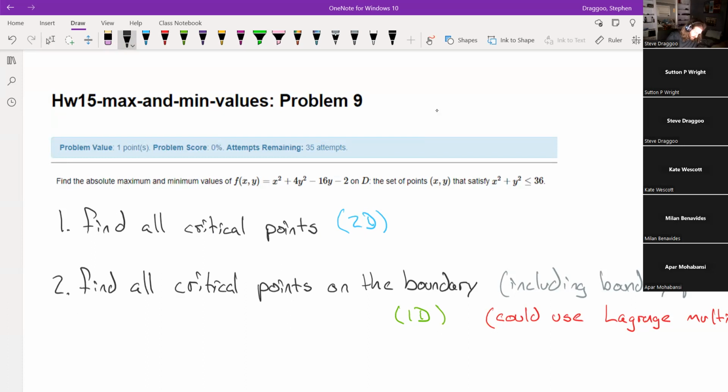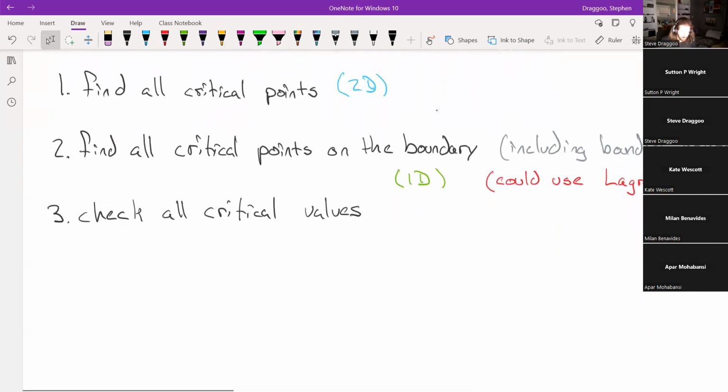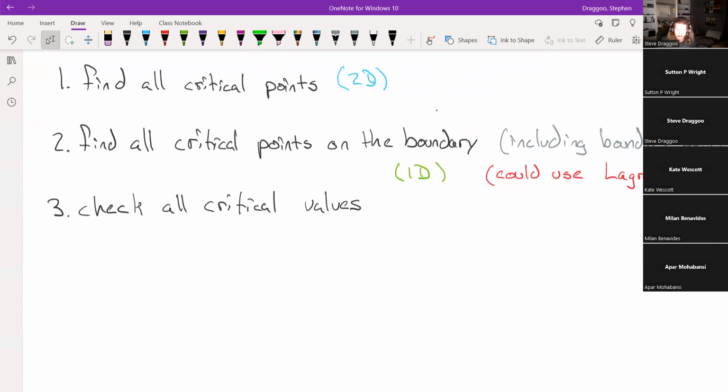And then finally, the third step, that's the easy step. We just check all our critical values. That's the step where we take all the points that we found, plug them back into the function. Biggest one's the maximum, smallest one's the minimum. Once we get there, we're done. So those are our 3 steps. Step number 2 tends to be the nastiest one. So with that in mind, start with step number 1.